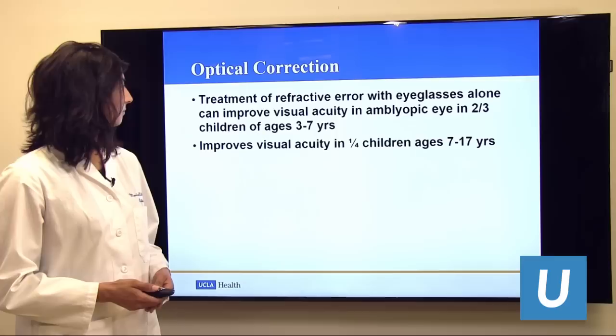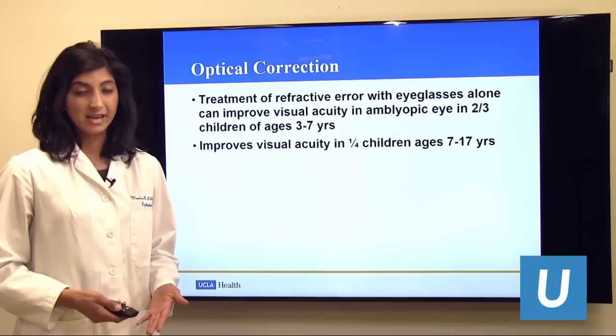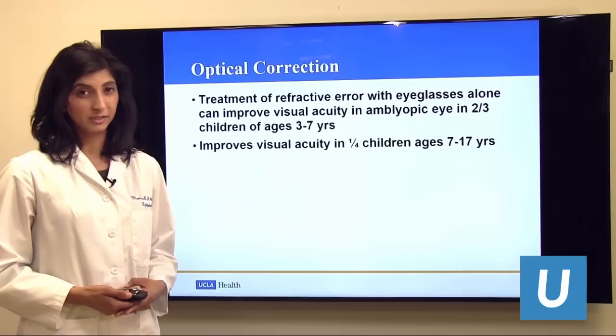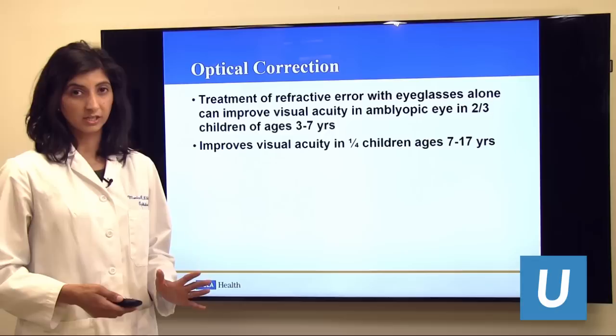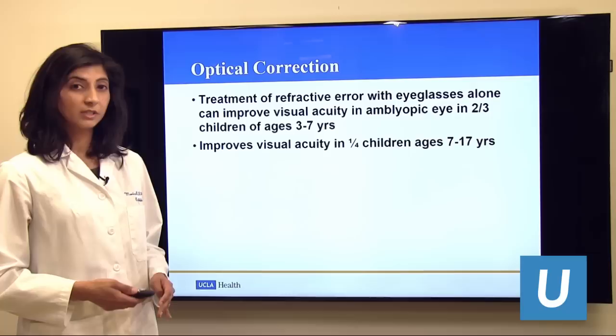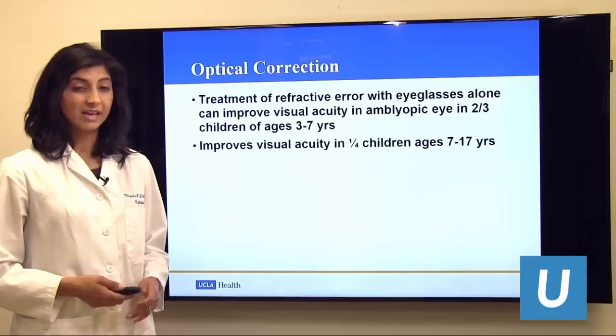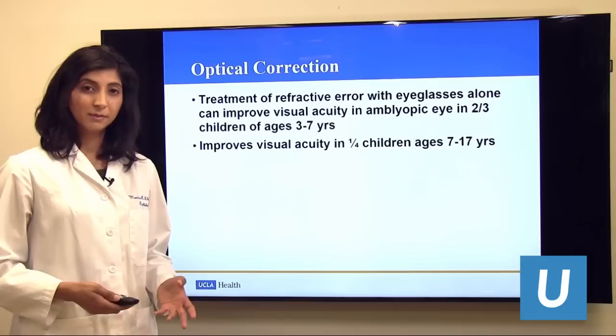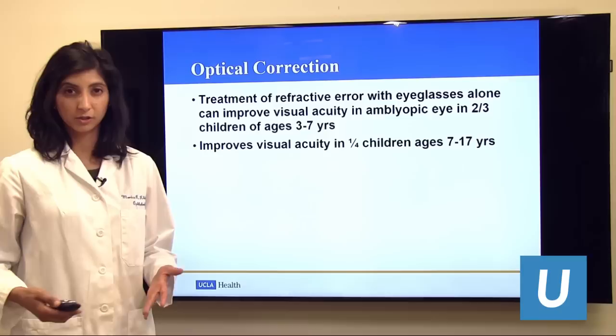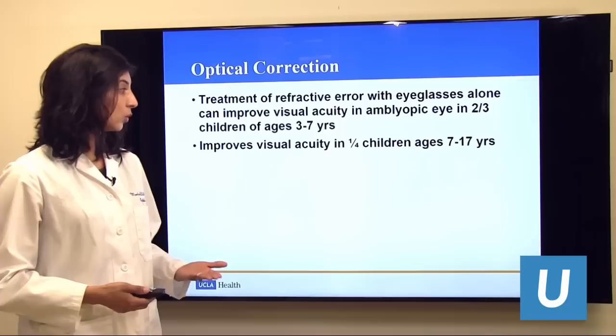Now, I mentioned that eyeglasses are a seminal part of treating refractive amblyopia, and I really can't stress enough how important eyeglasses can be in amblyopia treatment. In fact, if we look at just using eyeglasses alone with no other adjunct in amblyopia treatment, we can see improvement in visual acuity in the amblyopic eye in 2/3 of children of the age 3 to 7 years. And even when we look at the older age group of 7 to 17 years, which is typically an age group where we have a lot more difficulty in affecting a change in amblyopia because we're near the end of that critical period of visual development, we still see some benefit in just the use of eyeglasses alone in a quarter of these children.